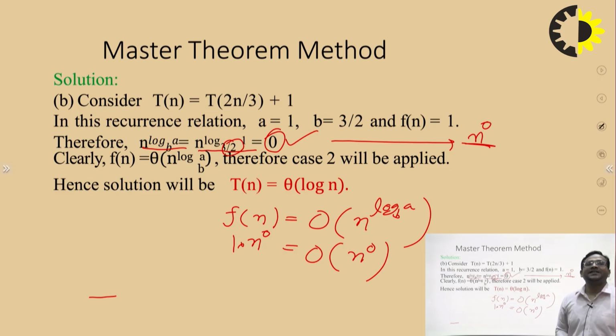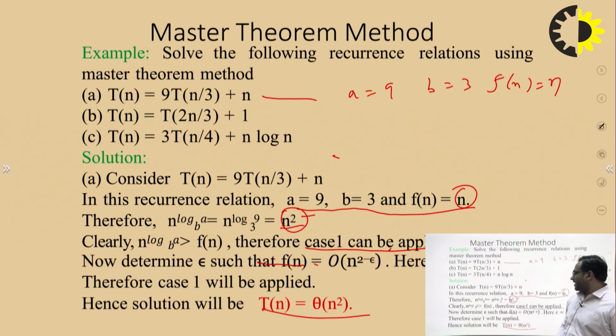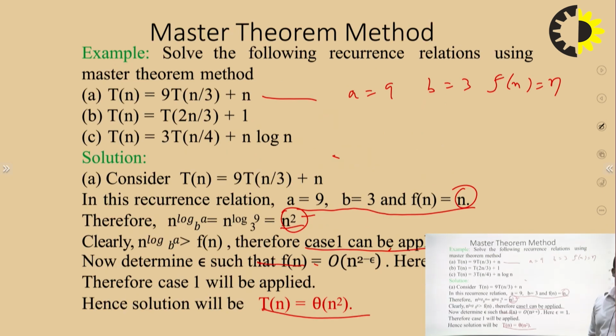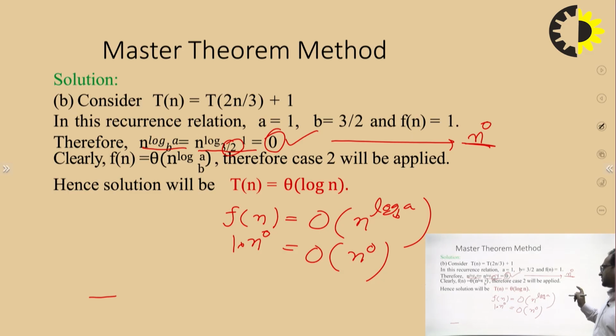So you can apply the second case. What is the second case? The second case is that the answer is n to the power log base b of a, times log n. So in this case, what is n to the power 0? That means nothing. And T(n) is equal to log n. Okay, got my point?